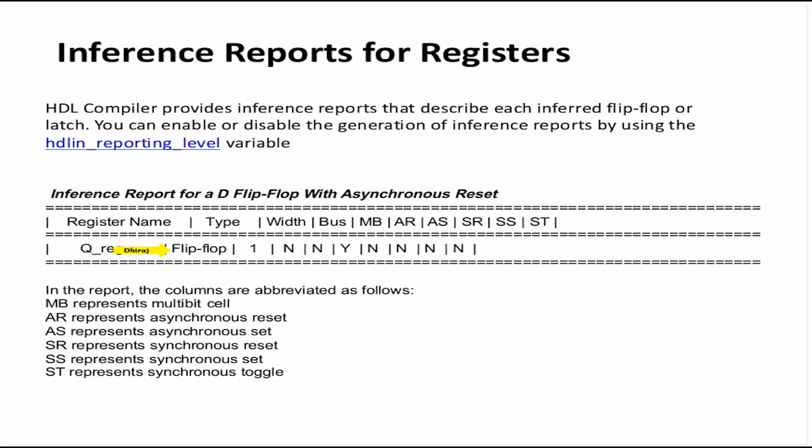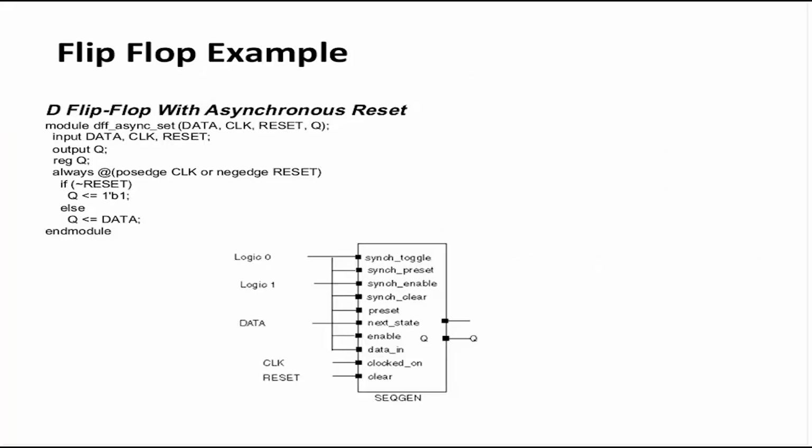It tells what the bit width is. It's 1 in this case. It tells whether it's a bus. So bit is 1, it's not a bus. MB tells it's multi-bit. Let's leave it for now; we don't need to be concerned about this. These are very important: AR, AS, SR, SS. These tell you whether it has inferred an asynchronous reset, asynchronous set, synchronous reset, or synchronous set. Now this inference report is not consistent with the code here. This code tells it's an asynchronous reset.